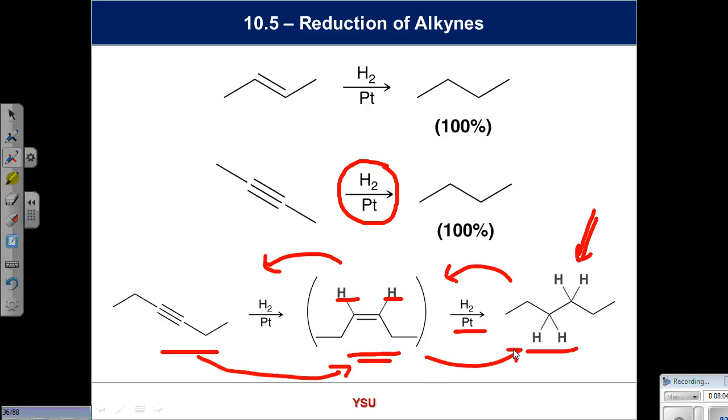The problem with H2/Pd is it's indiscriminate and it goes all the way. When you see this on a quiz or an exam online, make sure you recognize it's an excess of the gas. I'll always put that little excess in front to make sure we realize that. And it takes the alkyne all the way down to the alkane. You go through the alkene, but you can't stop at the alkene. So, very simple thing to think about.